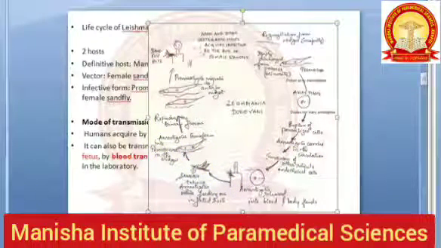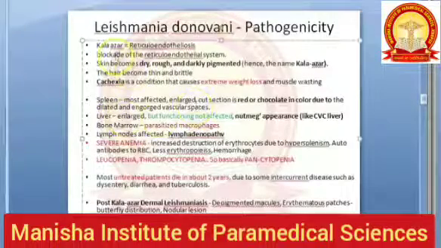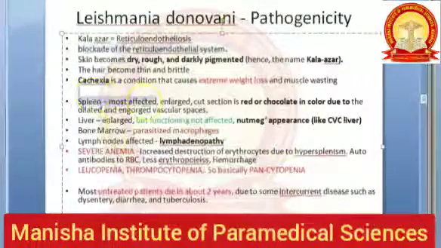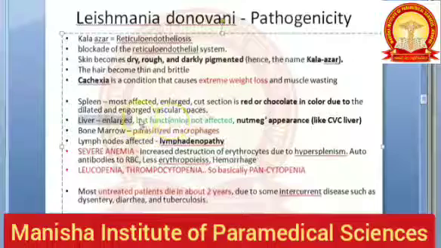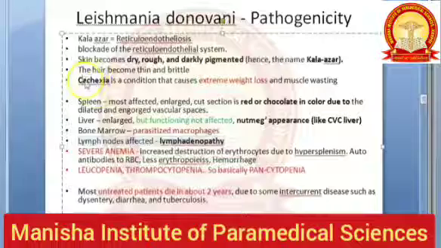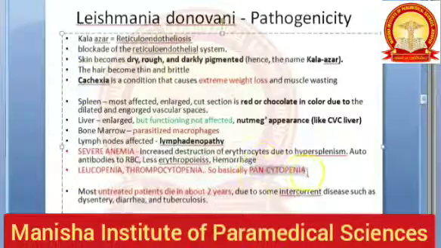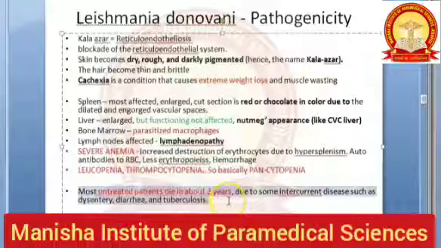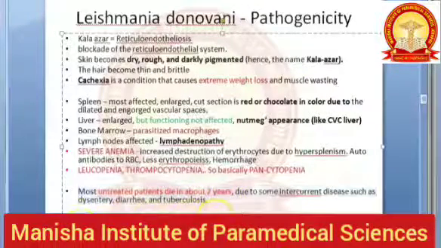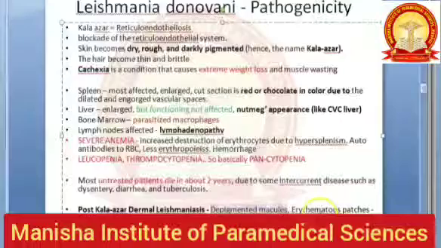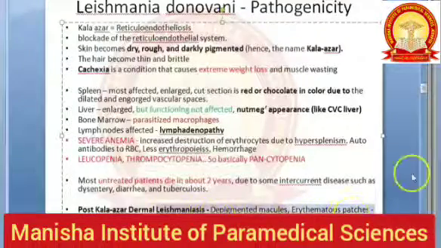Then you saw the pathogenicity, where it blocks the reticuloendothelial system. The spleen and liver will be enlarged, the bone marrow will have a lot of parasitized macrophages, and the lymph nodes will show lymphadenopathy. There is cachexia with a lot of weight loss, and pancytopenia, that means RBC, WBC and platelets are all reduced in number. The skin will be darkly pigmented, hence it's called Kala-Azar. Most untreated patients die in 2 years because of complications. Post-Kala-Azar dermal leishmaniasis can also occur, with depigmented macules, erythematous patches and nodular lesions.